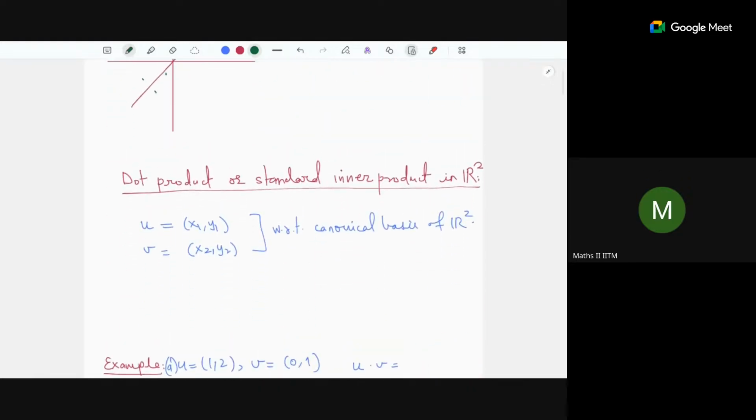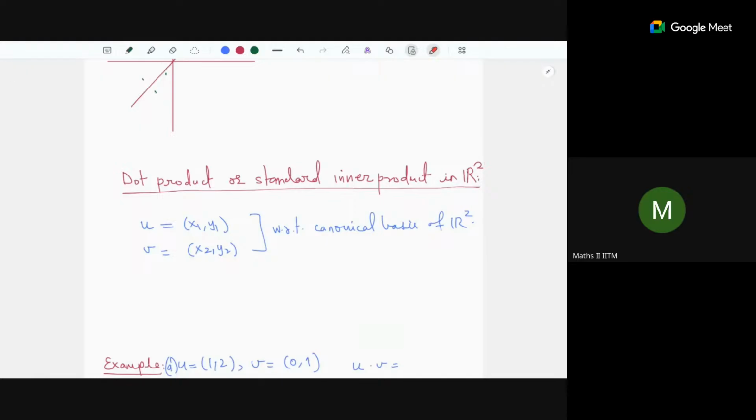First, the notion of inner product space or the dot product space, also known as the standard inner product in R2. When you have two vectors in R2, you can express them with respect to some basis and write down their coordinates. Whenever the basis of the vector space R2 or C2 is not mentioned, you can assume it is the canonical basis. So suppose u has coordinates x1, y1, and v has coordinates x2, y2.